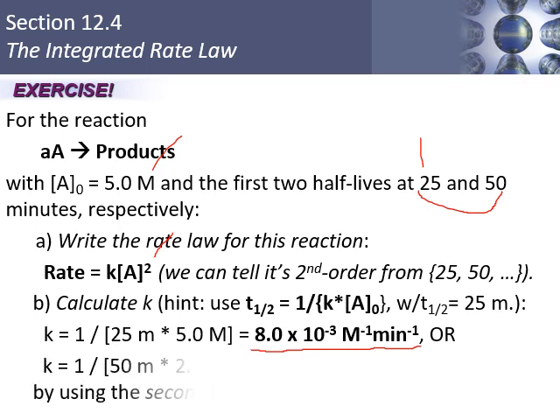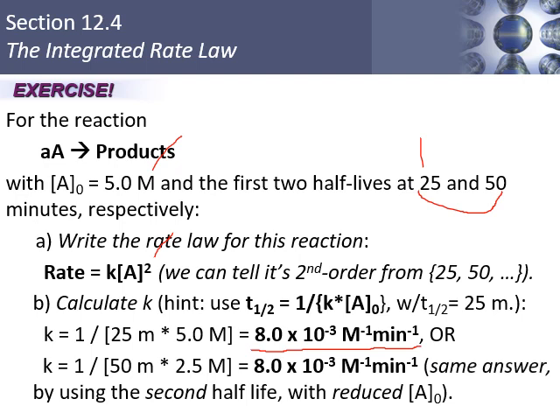Next slide. Or if you use the second half-life, as I mentioned, then you have to change the initial concentration here from 5 to 2.5. Notice you get the same answer. Okay, anyway, so now what we've done is we've found k. So now we can use that in the next part. Let's go to the next slide.